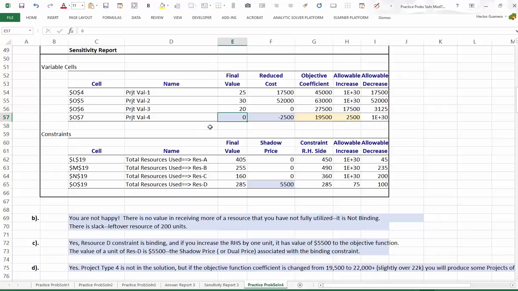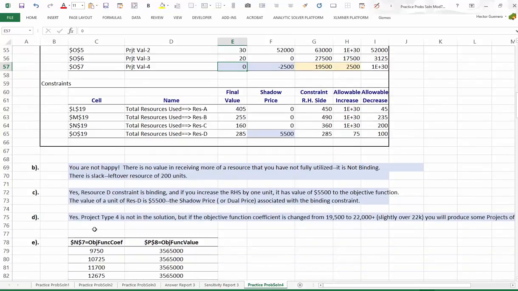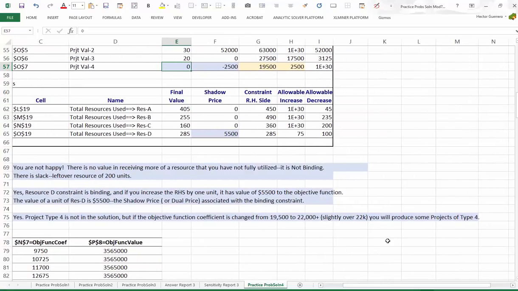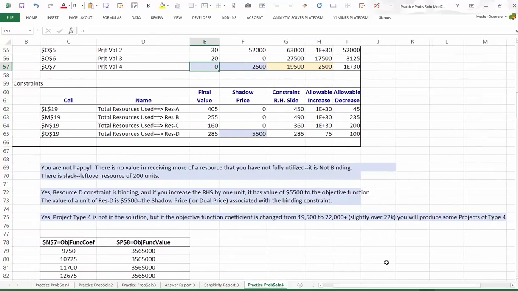So what would it take to make it worth it? Well, what the reduced cost tells us is that it's $2,500 too low for it to have any value. But if I could increase 19,500 by 2,500, in other words, 19,500 would go to 22,000, then project 4s become attractive. So yes, project type 4 is not in the solution, but if the objective function coefficient is changed from 19,500 to 22,000 and slightly more, because 22,000 is the point at which we begin to think about it. So if it's 22,001 or 2 or 3, then we will produce some of project 4 in lieu of producing some of the other projects. We will give up some other projects and say, now it's worth producing that project.